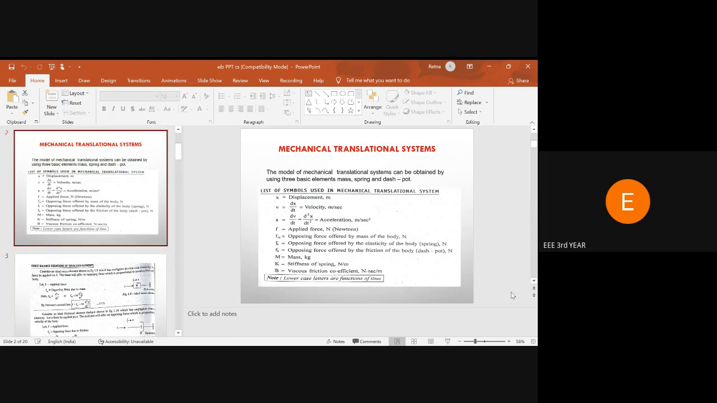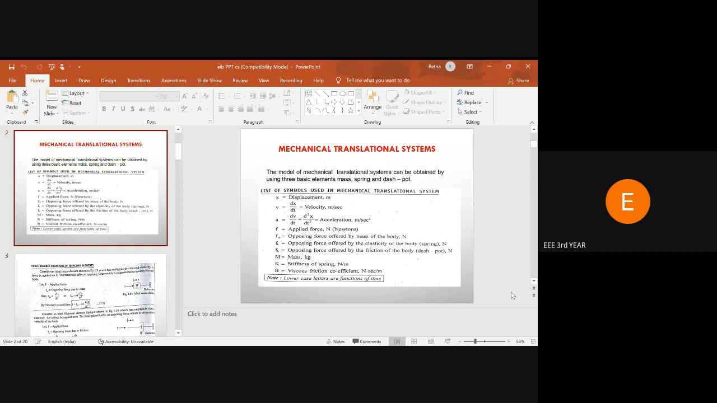Mechanical translational system: the motion is along a straight line. The variables of the system are displacement, velocity, and acceleration. The mass, damper, and spring are the basic characteristic elements of a translational mechanical system.